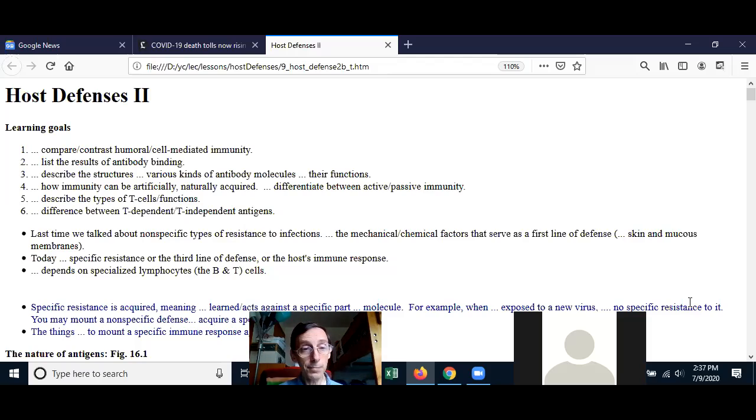Be able to describe the different types of T cells and their functions, and be able to differentiate between a T-dependent antigen and a T-independent antigen. Any questions about any of that?